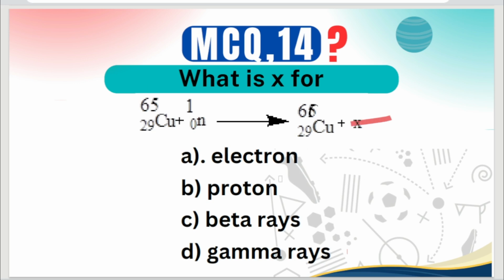The options are electron, proton, beta rays, or gamma rays. The exact answer is gamma rays, because one neutron is absorbed into the copper nucleus, and 65 goes to 66, and only gamma rays are produced in this question.